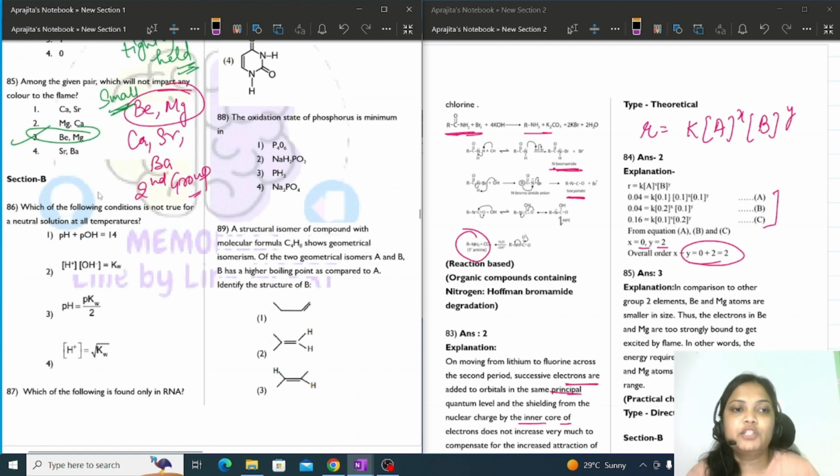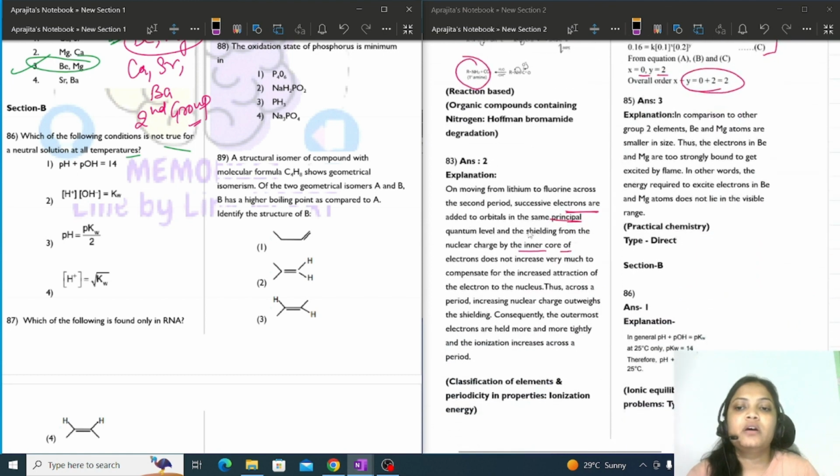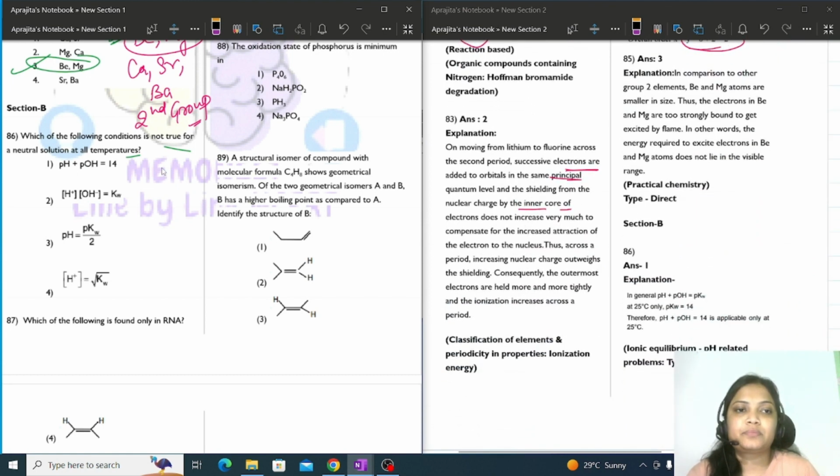Let's go to section B. Which of the following conditions is not true for a neutral solution at room temperature? So we know that pH plus pOH, for the hydrogen ions and the hydroxide ions, is equal to 14, but it is only applicable at the standard temperature, meaning at 25 degrees Celsius. So it is not true at all temperatures. The answer is the first, and the others are true.